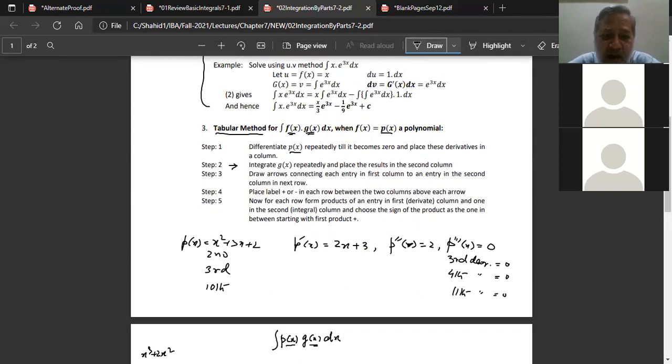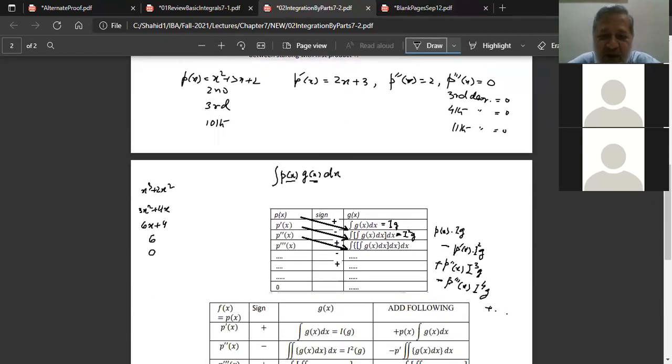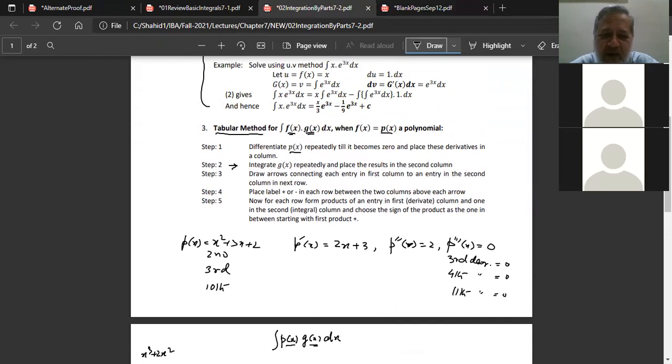The second step: the second function, the first function we took as p, its derivatives we wrote in the first column. What do we do with the second function? We repeatedly integrate the second function and put the results in the second column. So this second column has the original function, first integral, second integral, third integral, and many times this integral will not vanish. But the derivatives of the polynomial will come to 0 somewhere. So the first column is filled with the derivatives of the polynomial.